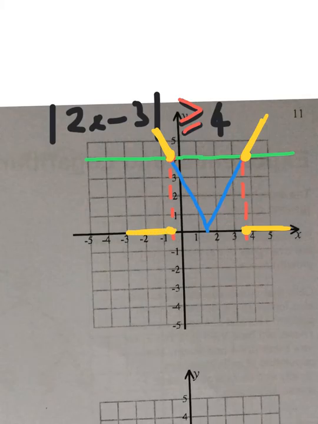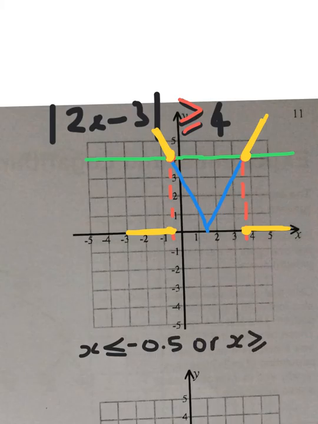And so that gives us our final answer, that either x is going to be less than or equal to -0.5, don't forget the equal, or x is going to have to be greater than or equal to 3.5. Which is the same solution as we got algebraically, but done with the Cartesian graph.